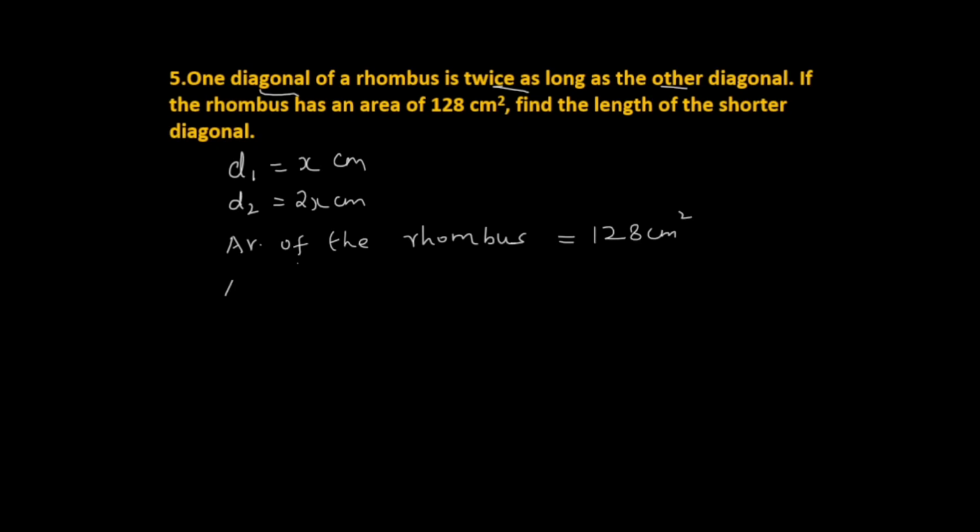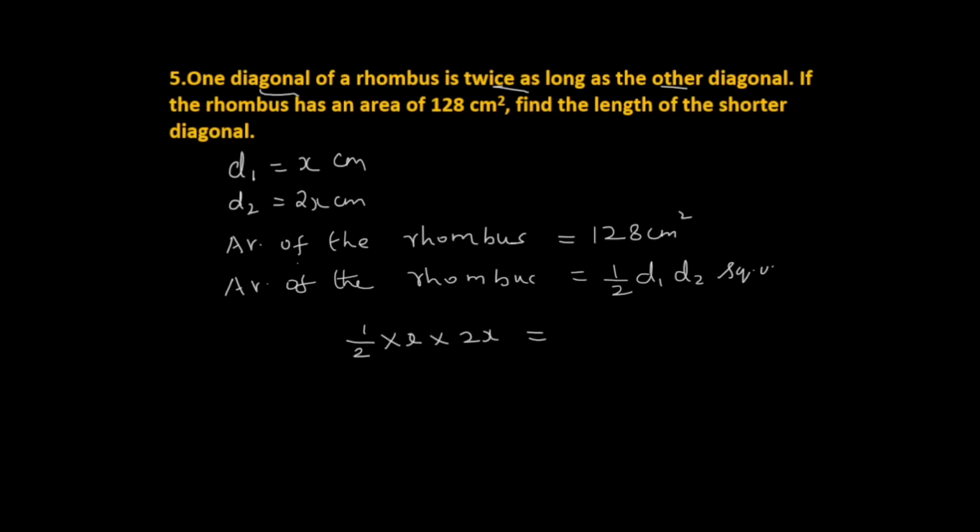We know very well the area of the rhombus is 1 by 2 diagonal 1 into diagonal 2 square units. So when we write this, 1 by 2 x into 2x is equal to, because our D1 is x and our D2 is 2x, that is equal to 128. The 2s cancel, x squared is equal to 128. x is equal to the square root of 128.